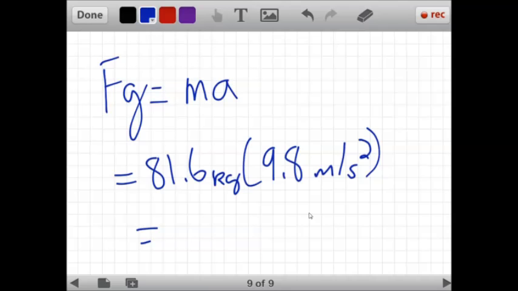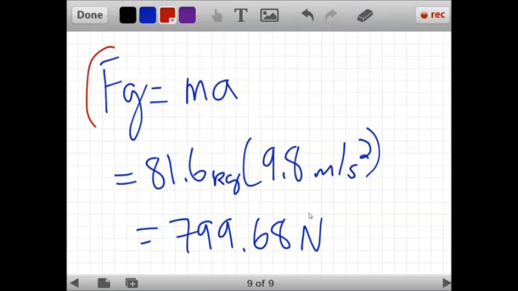81.6 times 9.8. My weight in newtons is 799.68 newtons. Sounds like a lot, huh? Alright, so that's using the old way, but we can also use our new equation to find out what my weight would be, right? Remember, weight is the force of gravity. So let's go ahead and see if we get close to the same answer using this new equation.